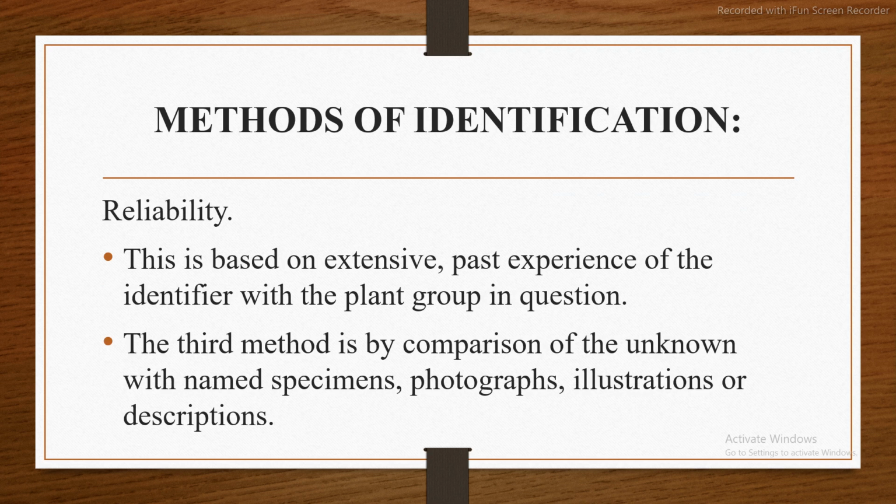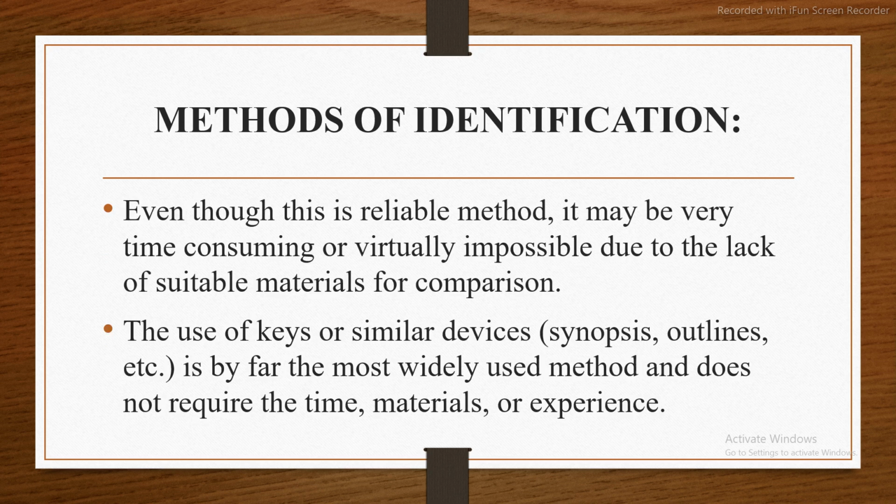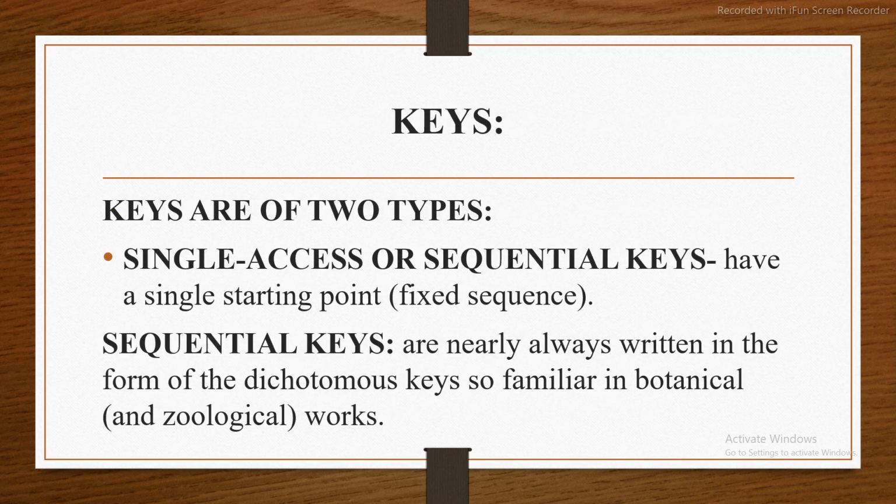This is based on extensive past experience of the identifier with the plant group in question. The third method is by comparison of the unknown with named specimens, photographs, illustrations or descriptions. Even though this is a reliable method, it may be very time consuming or virtually impossible due to the lack of suitable materials for comparison. The use of keys or similar devices like synopses, outlines, etc. is by far the most widely used method and does not require the time, materials or experience.